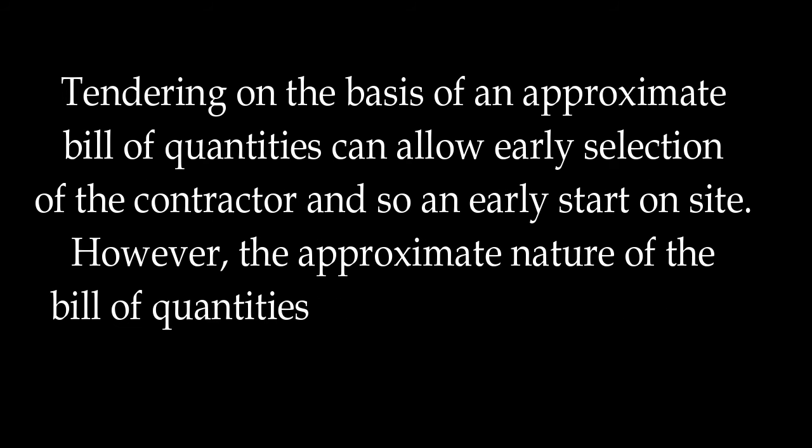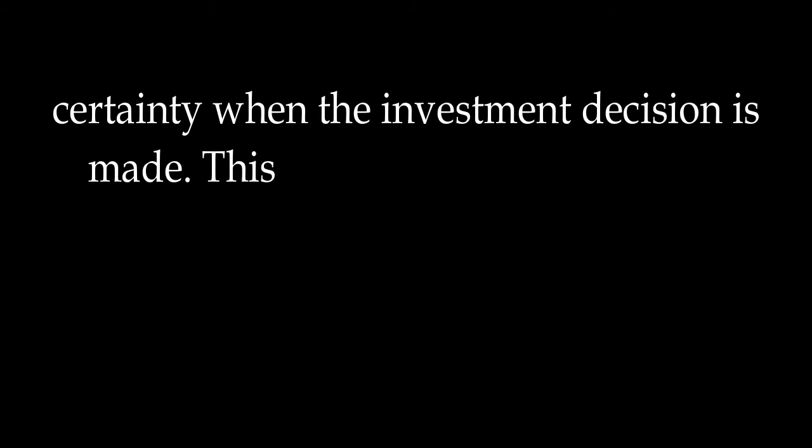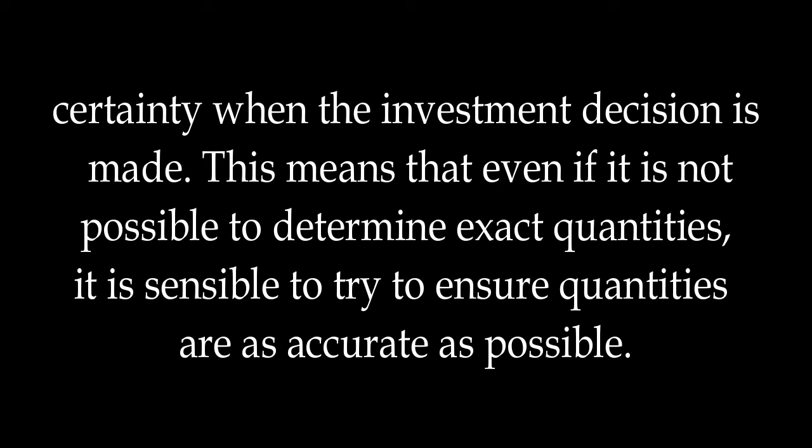Tendering on the basis of an approximate bill of quantities can allow early selection of the contractor and so an early start on site. However, the approximate nature of the bill of quantities will tend to result in more variations during construction and so less price certainty when the investment decision is made. This means that even if it is not possible to determine exact quantities, it is sensible to try to ensure quantities are as accurate as possible.